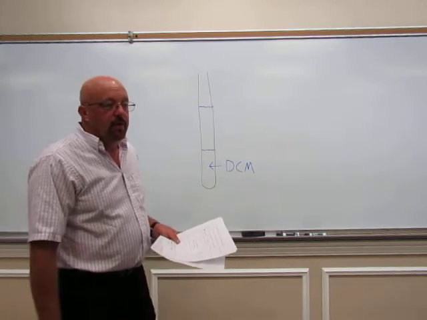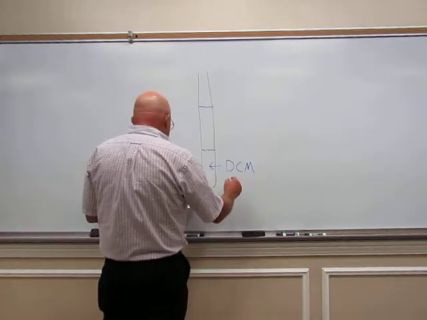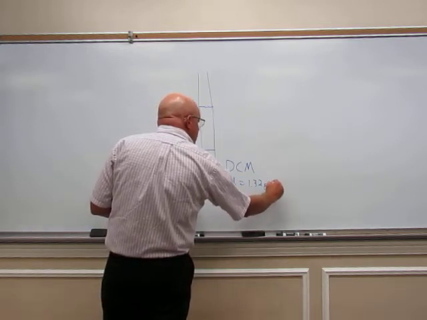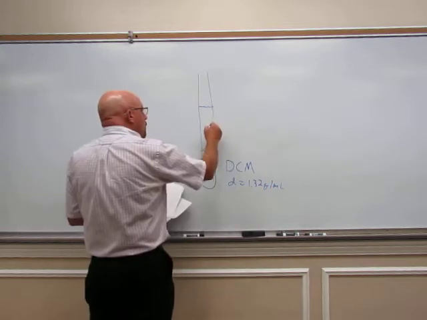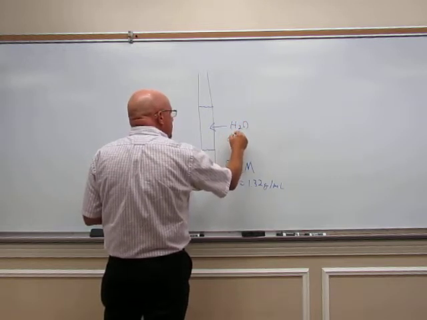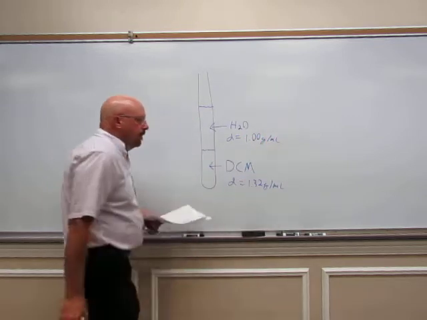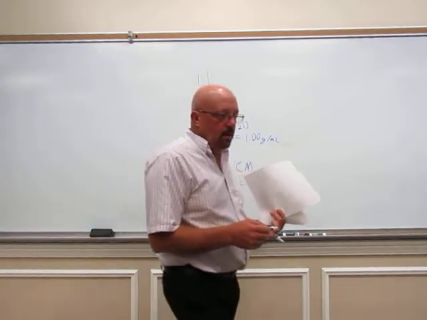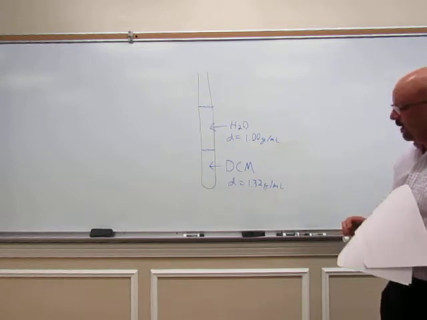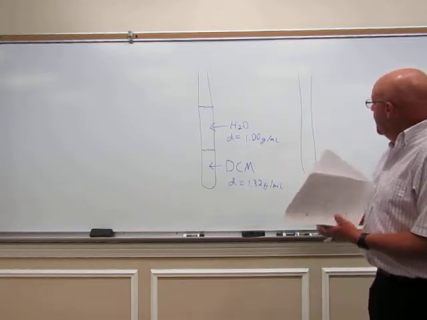And this week we are using dichloromethane as our solvent. Dichloromethane will be on the bottom. Dichloromethane has a density of 1.32 grams per milliliter. Water would be on the top, our water layer. Water, of course, has a density of 1. So this week in lab, the organic layer is going to be on the bottom. That's our dichloromethane layer. In some of the labs in the future, though, the organic layer will be on top.